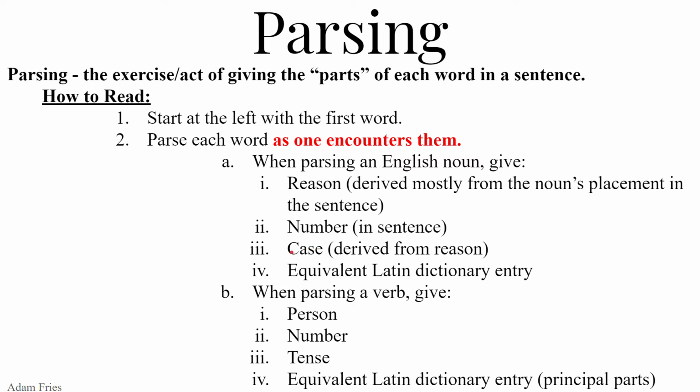We'll get the Latin case based upon the noun's reason. So if we know that the noun is a subject, then that will transfer into the nominative case in Latin. Once we give the equivalent Latin dictionary entry, it just becomes a declining game until we get the case and number, and that's the answer. When parsing an English verb, we give the person, the number, and the tense of that verb in a sentence, and then it becomes a conjugating game to get that person, number, and tense in Latin once we give the Latin dictionary entry, the principal parts. Okie dokie, here we go.